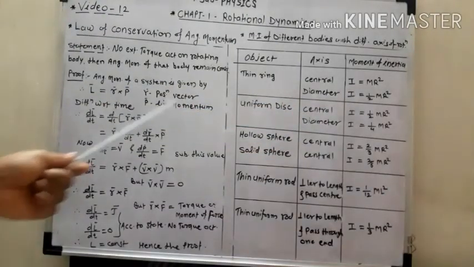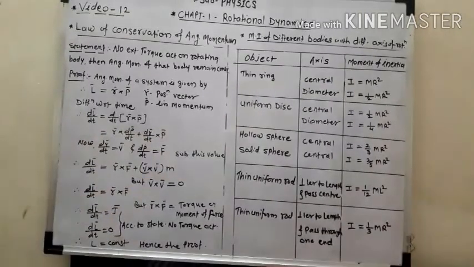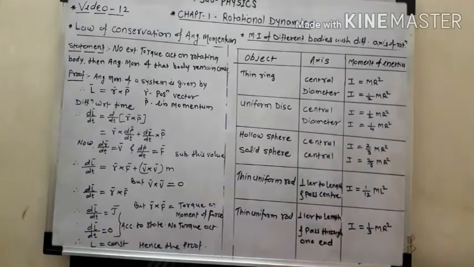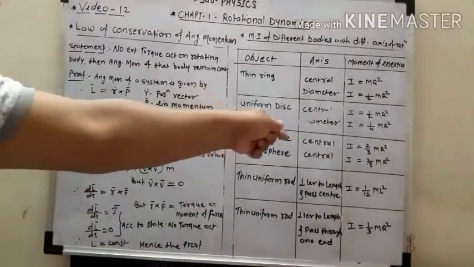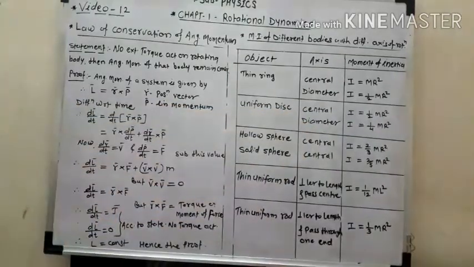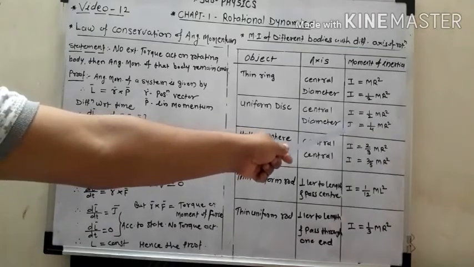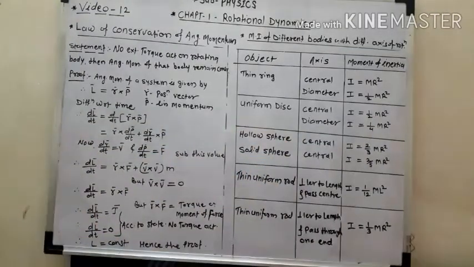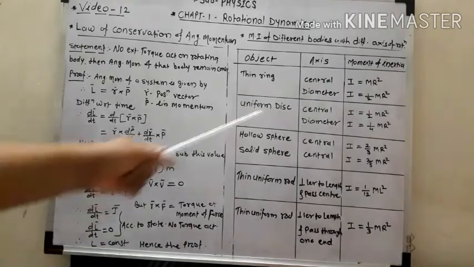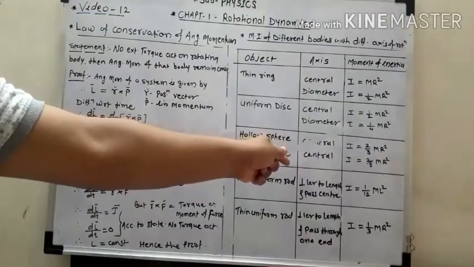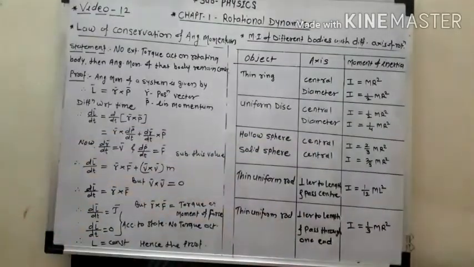In the same way, another object we have to take here is the uniform disc. The uniform disc passing through its central axis, then its MI is given by I is equal to 1/2 mr square. If passing through one diameter, then its MI is I is equal to 1/4 mr square. This is the formula for the uniform disc: central axis I is equal to 1/2 mr square, and for the diameter axis I is equal to 1/4 mr square.